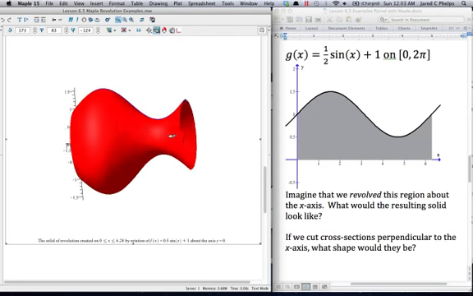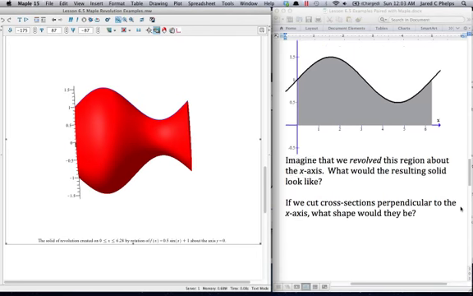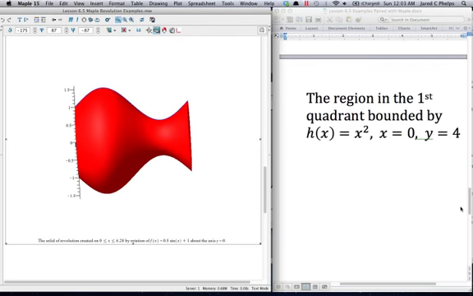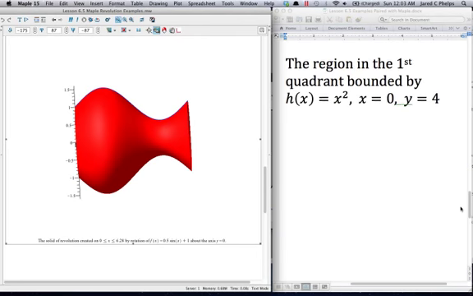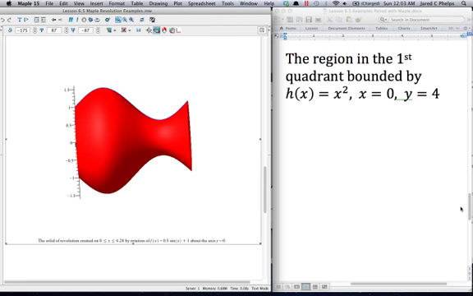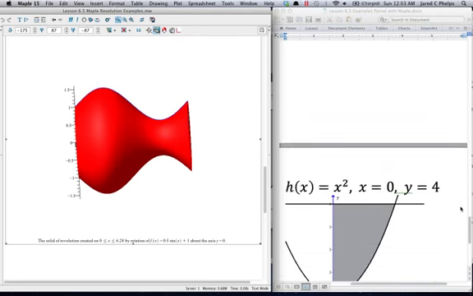Okay? I have one more of these for us to look at, and I'm going to mix this one up just a little bit on us. So this time I want us to look at the region in the first quadrant, only in the first quadrant, that's bounded by y equals x squared, x equals 0, and y equals 4. So pause the video and just draw those functions, draw those shapes, figure out what region I'm talking about, and I'll scroll down and show you that in a second.